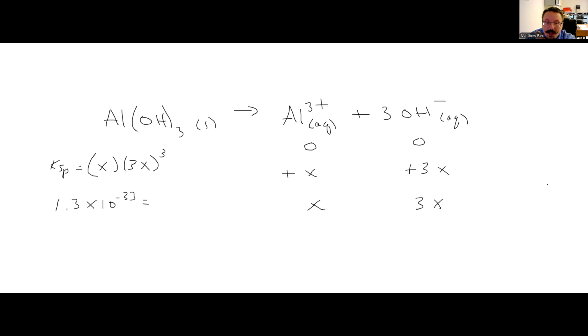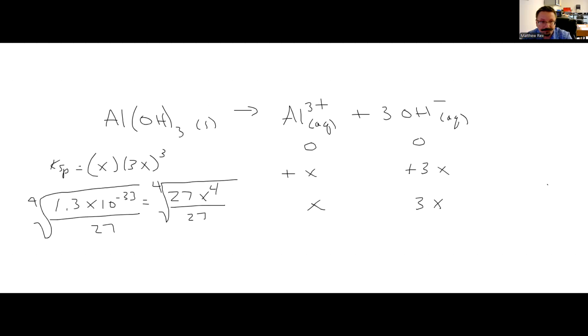That's equal to 3X cubed is 27, x cubed times x, we should get 27x to the fourth. So divide both sides by 27 and take the fourth root of that, or you can do square root twice. So 1.3 e to the negative 33 divided by 27 and square root, and that should give us 2.6 times 10 to the negative 9 as my value for x.